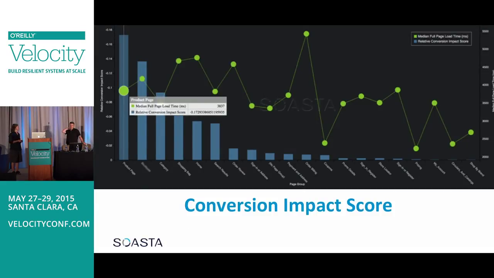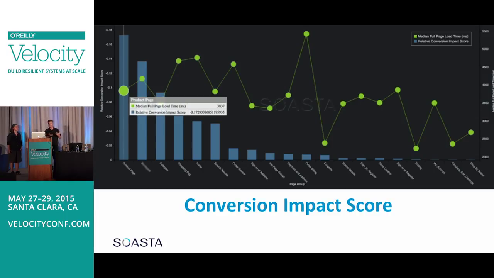And one of the things we look at to show that, and this is really illustrating the same thing we saw in the other two examples, is creating this idea of a conversion impact score. This is something you can do with your own data. This isn't something proprietary, but what we're doing here is using a correlation, I think it's the Spearman correlation coefficient, to say how much impact did performance have on that metric? How much impact did performance have on checkout?